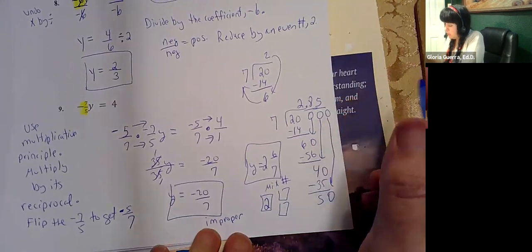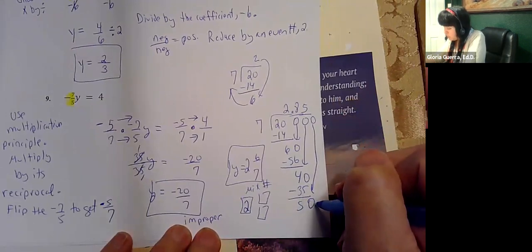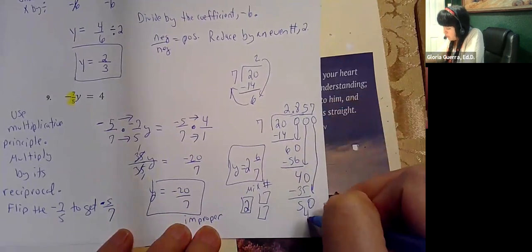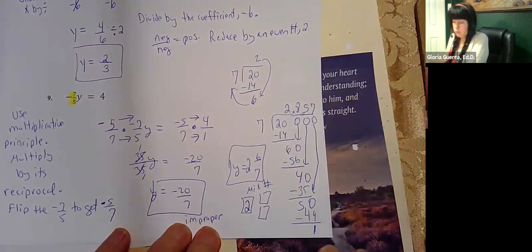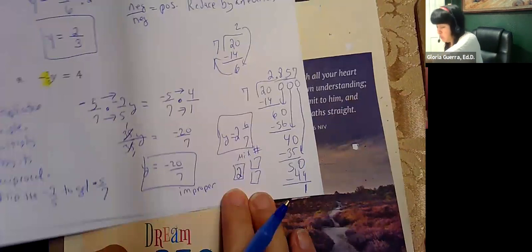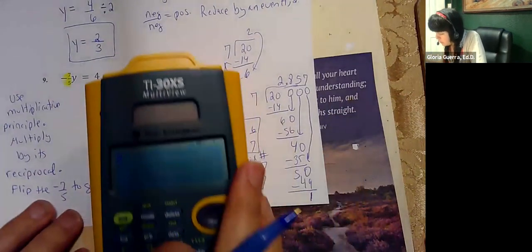So far 40 minus 35 is 5, and bring down the 0. 7 times 7 is 49. One left over, 50 minus 49, one left over. Okay, let me see if I use my calculator to check that out. Because it looks like it's going to keep going, not terminate.